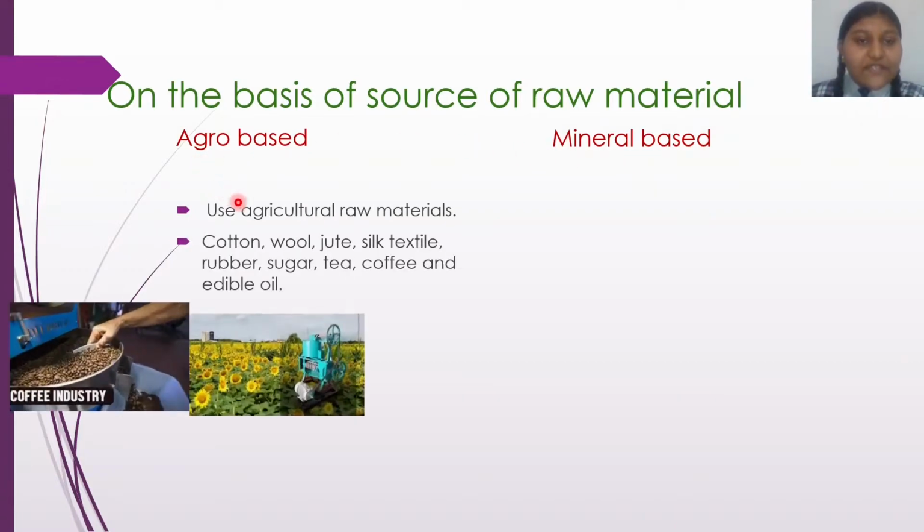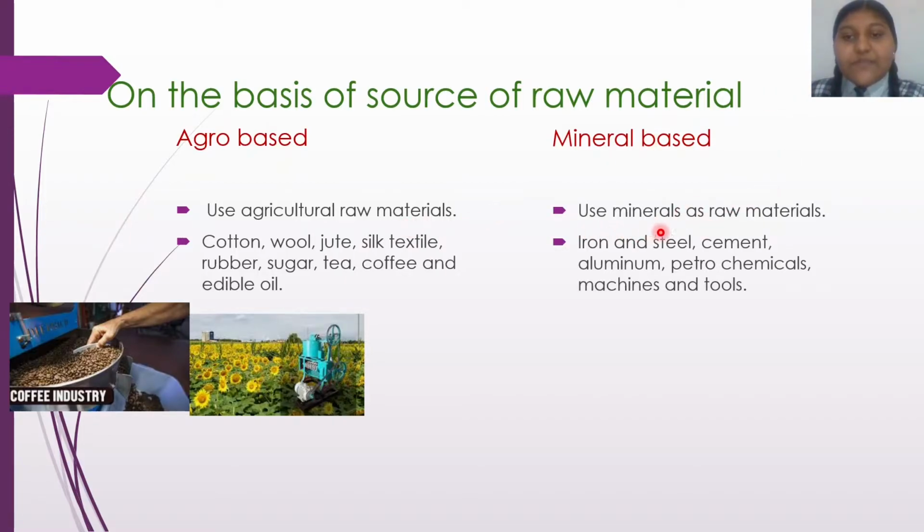On the basis of source of raw material, it is classified into agro-based and mineral-based. Agro-based industries use agricultural raw materials, example cotton, wool, jute, silk textile, rubber, sugar, tea, coffee, and edible oil. So the agro-based industries use the agricultural product as their raw materials.